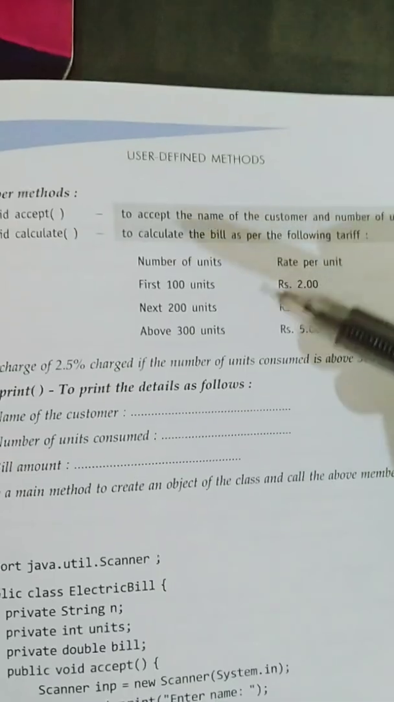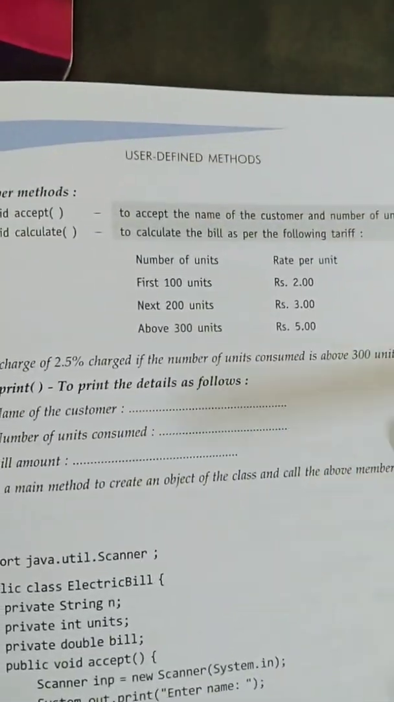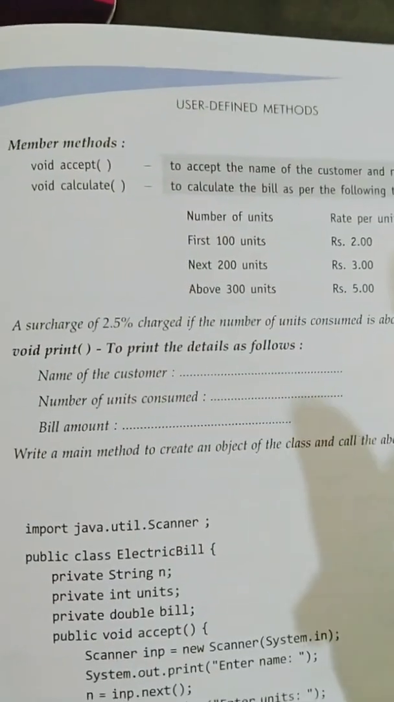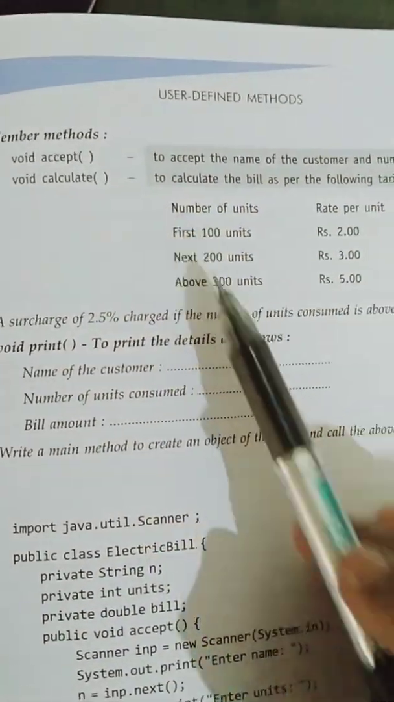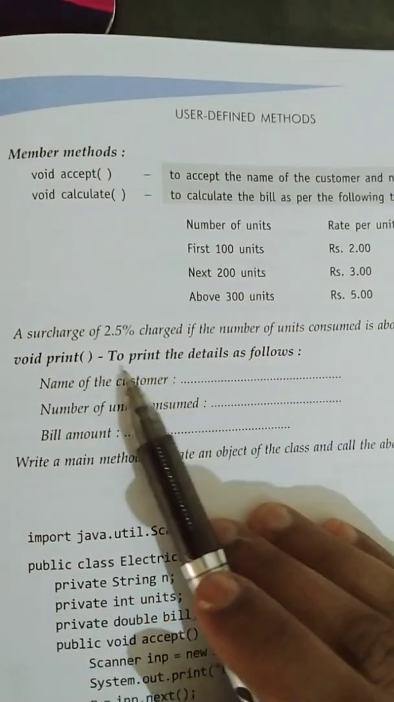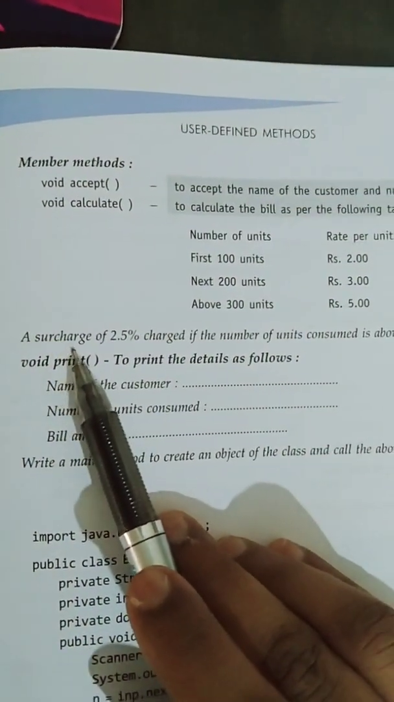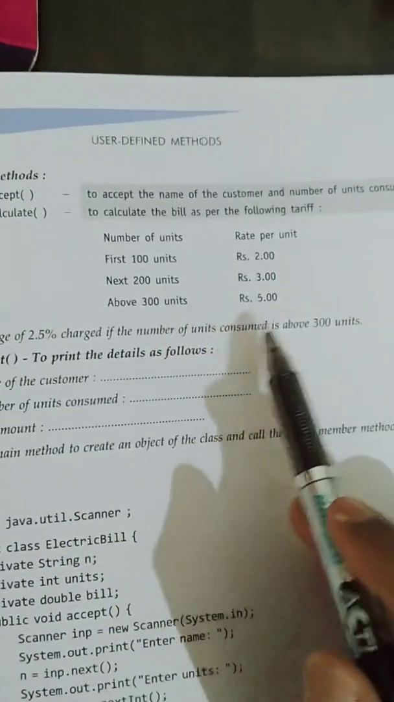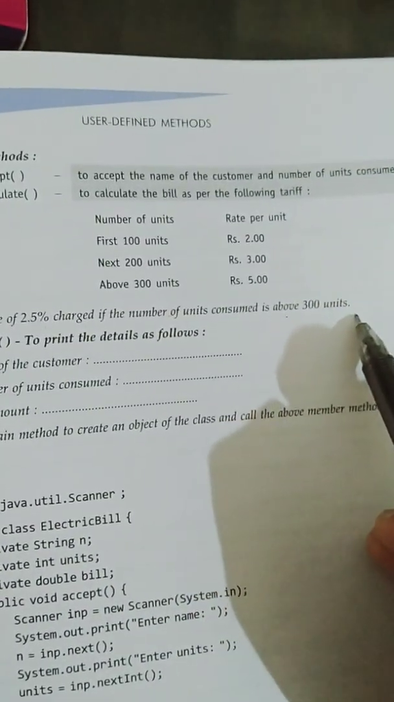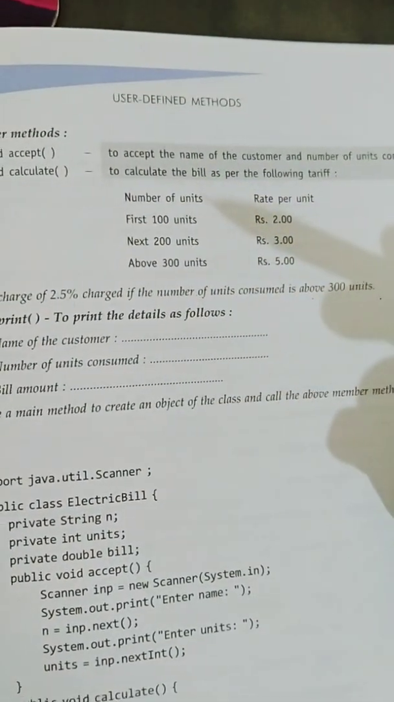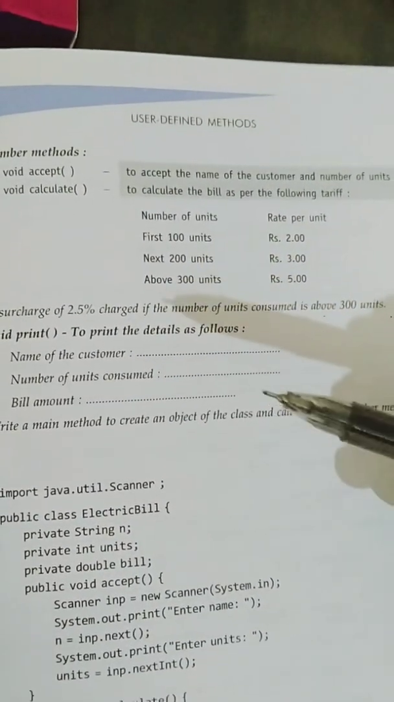There is a tricky part in this question that I will explain. This type of question will surely come in the exam, like the number of units, electricity bill, etc. And there is an extra point: a surcharge of 2.5% if the number of units consumed is above 300 units. If the consumed units are above 300, then there will be a surcharge.